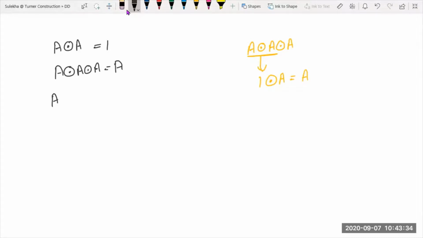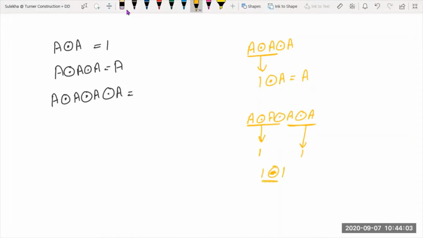Now what happens if I take 4 same variables for XNOR? I want to XNOR A with A, then again with A, then again with A. So the first pair is nothing but 1, the second pair is nothing but 1. So basically I am doing 1 XNOR 1, and whenever two inputs are same, you will get 1. So this one is nothing but my 1. In the same manner, if you prove it for 5 A's, or 5 same input variables, it will become A.